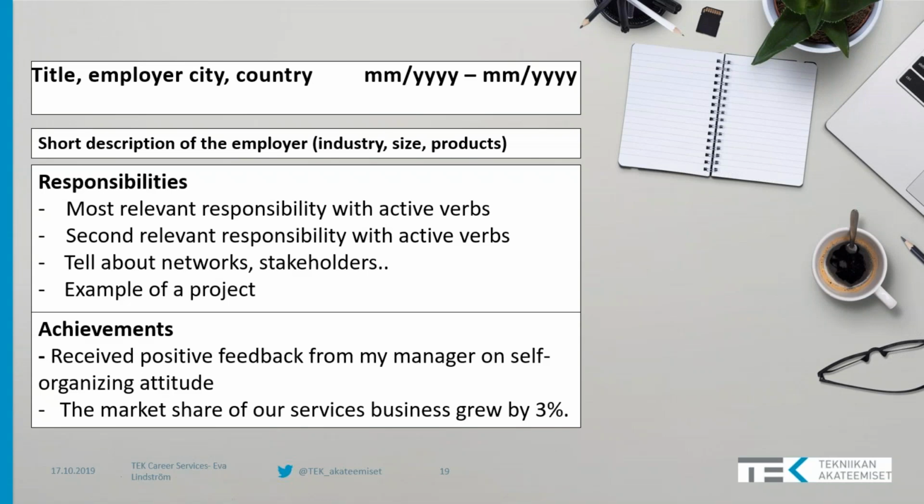Then for responsibilities, you can add a few bullet points with active words, and then achievements with their own subheadings, listed as in the example from the slide. This is how I like doing it. It can be done in many different ways, but this is a very simple and clear way of highlighting responsibilities as well as achievements.